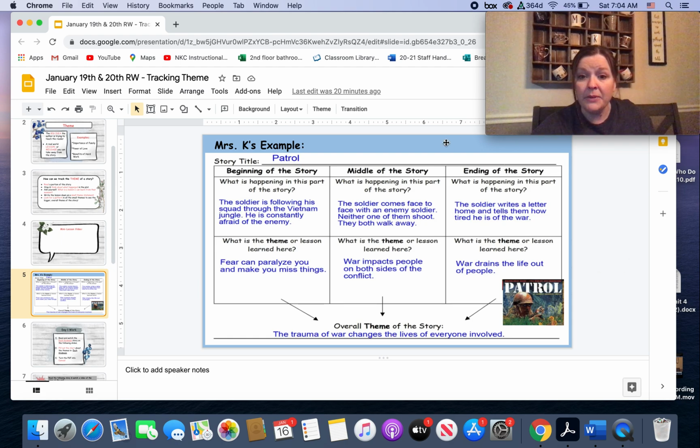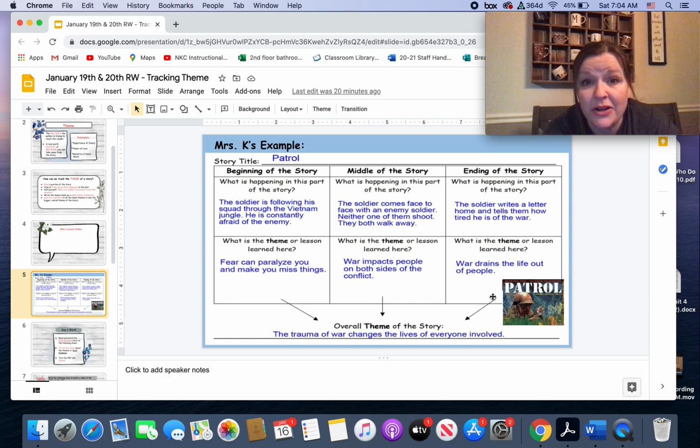And then I'm going to go on to the end, right? So I fast forward, and I don't know if we ever got to the end on here, but at the very end, he gets back to his barracks where he lives at the time with his other soldiers, and he's writing a letter home, and he's telling them how tired he is of the war. He just keeps talking about how tired he is. That's what's happening. And so again, I had to ask myself, well, what's the lesson from the end of the story? Like, what could I take from that? And I just kind of thought, well, war drains the life out of people is what came to my mind.